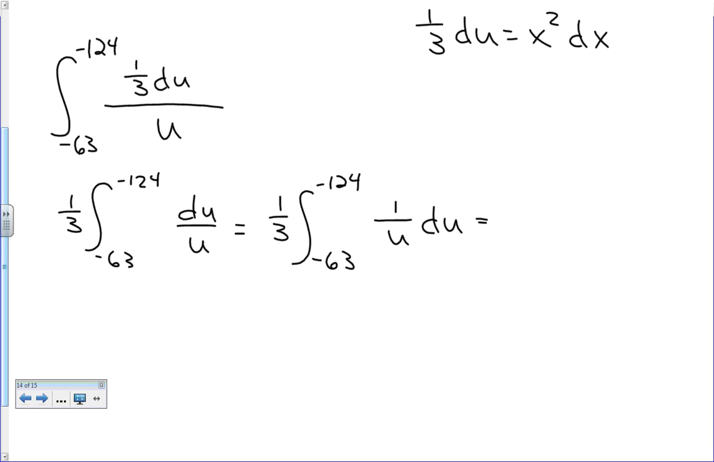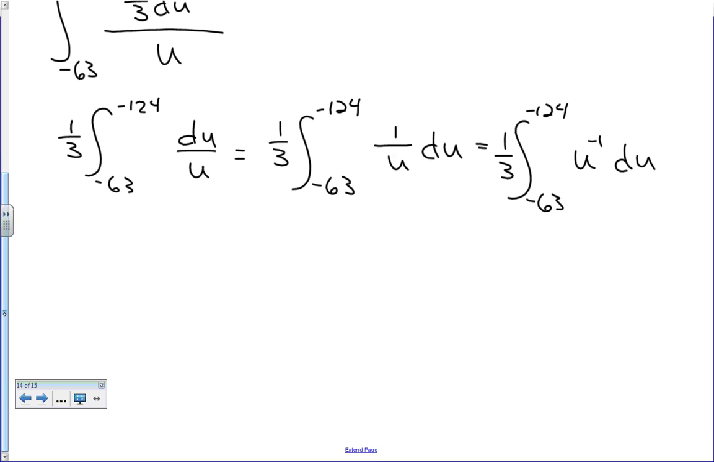Or again, you can write it as 1/3 the integral from -63 to -124 of u to the -1 du. Okay, be able to work with any one of those. All right, so let's go ahead and evaluate that. Anytime you see the definite integral of du over u, 1 over u du, or u to the -1 du, that's the ln function. So it's the ln of the absolute value of u. And remember, with a definite integral, we don't have to worry about writing down the plus c because it's going to end up canceling out anyways. Just indicate your lower bound and your upper bound, and we'll plug those in and take the difference.